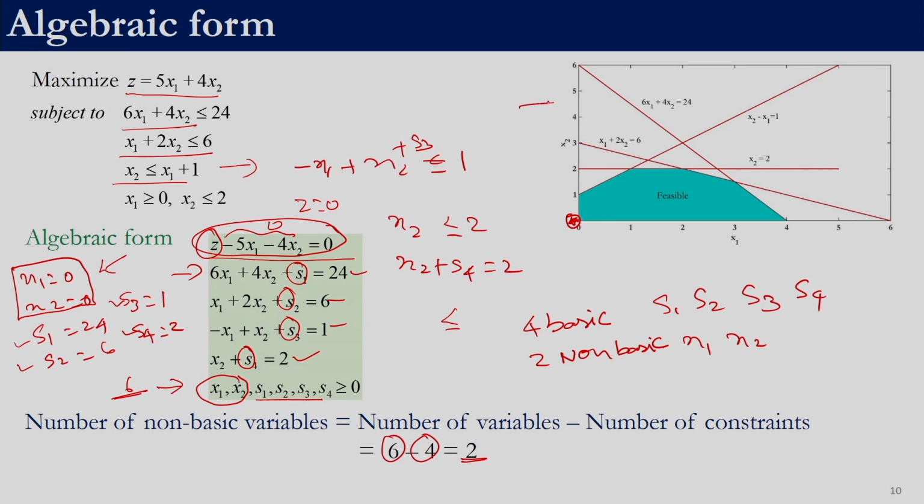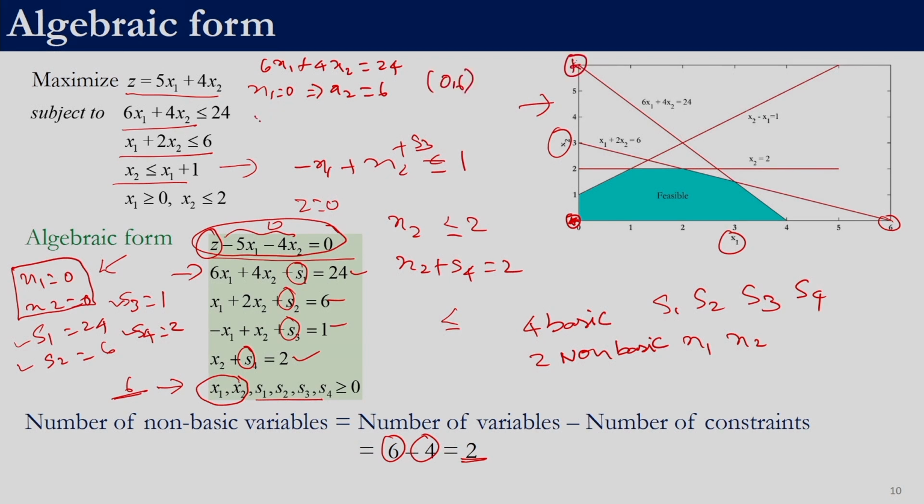This figure shows a graphical representation of this problem. Here we have two variables, this is x1 and this is x2. If you remember, we can plot all of these lines. If we take the first equation 6x1 plus 4x2 equal to 24, and substitute x1 equal to 0, we get the value of x2 to be 6. So the first point is 0 comma 6, which is over here.